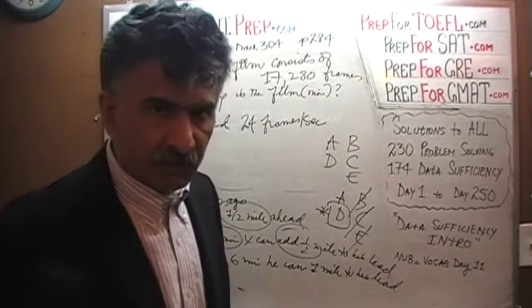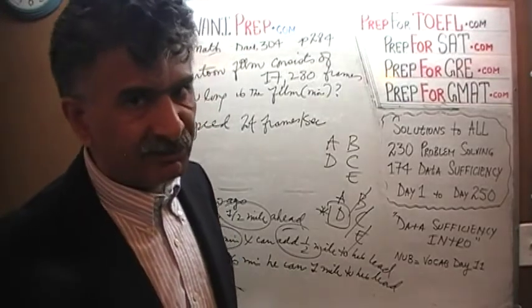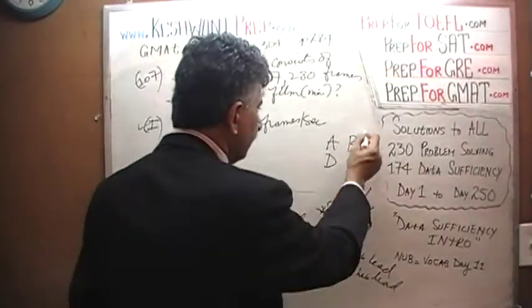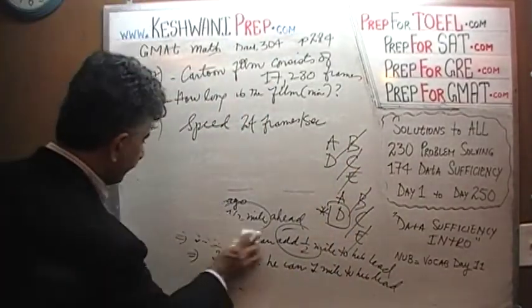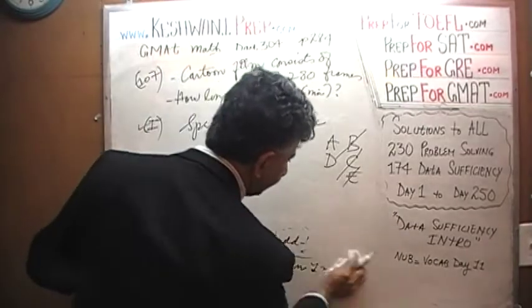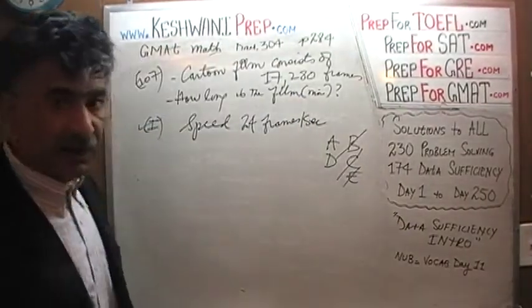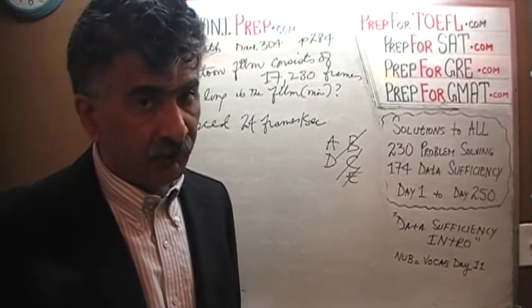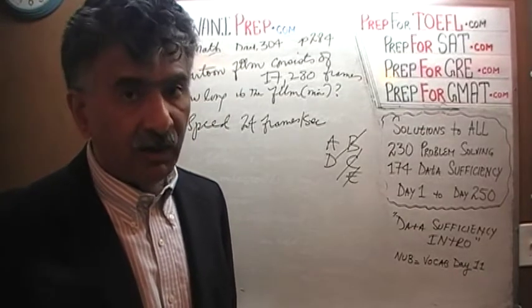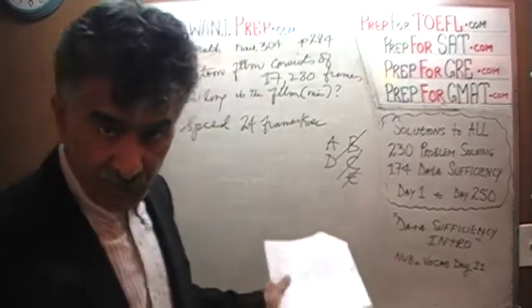Now that we have established that the first statement by itself does the job, we know the answer cannot be B, C, or E. It will have to be either A or D. Had it been a real exam, this is all we would have done. We would just move on to the second statement like we were about to.